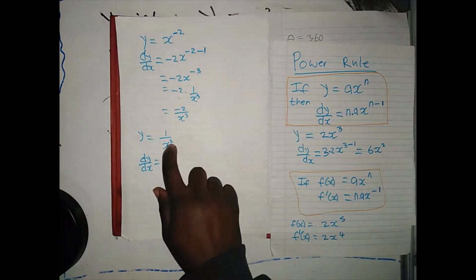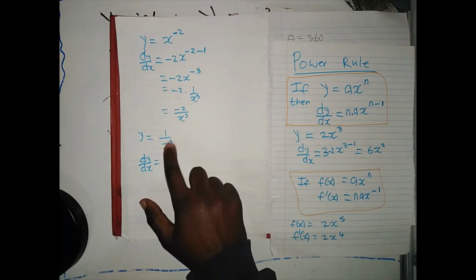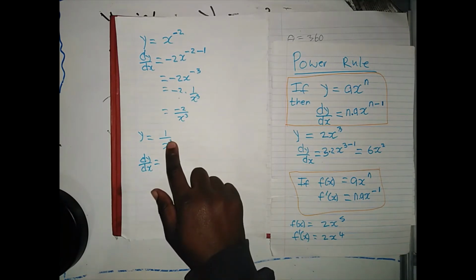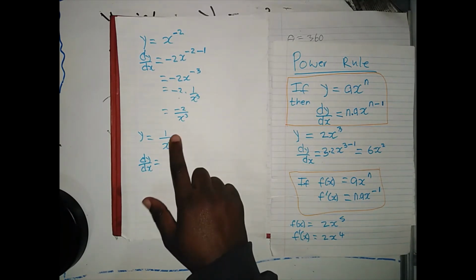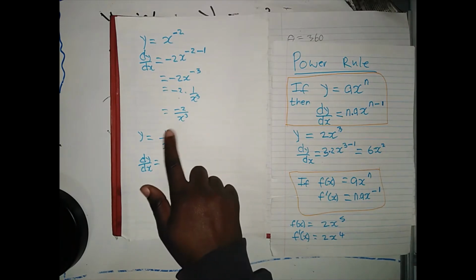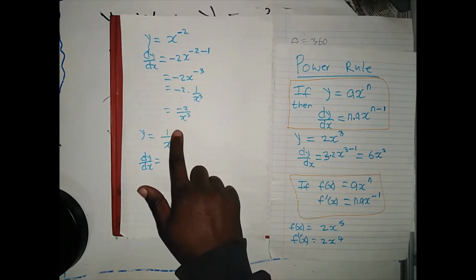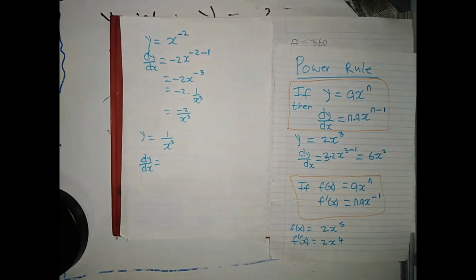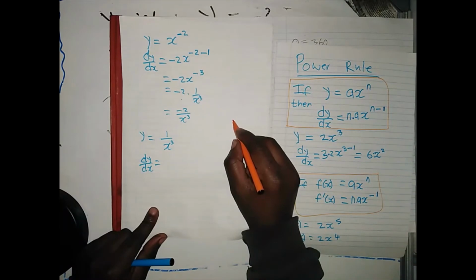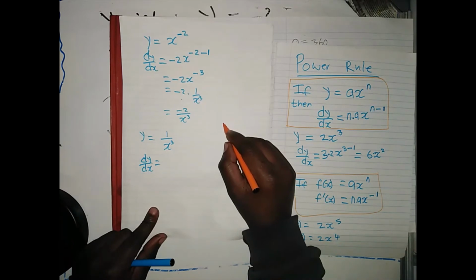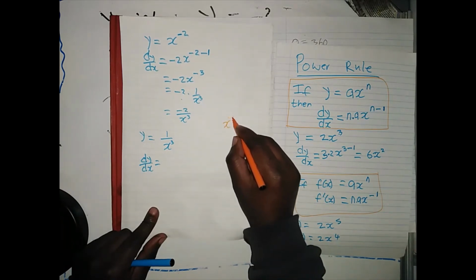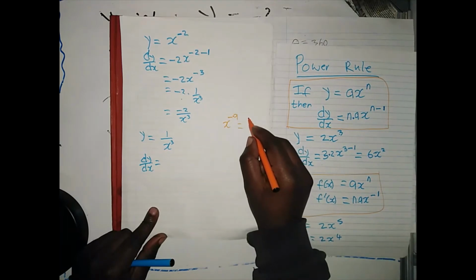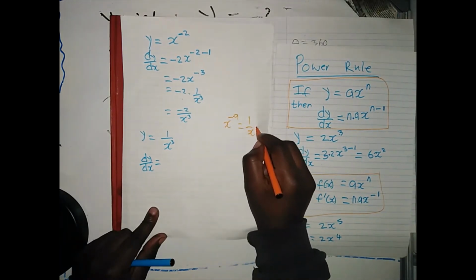Guys, there is a power here, we agree, but this power is in the denominator part. We cannot use the power rule if the power is in the denominator part. The power must be here, on the numerator part. So we use the same rule that we used earlier. Remember, what did we say earlier? We said if we've got x to the power minus a, that is the same as 1 over x to the power a.